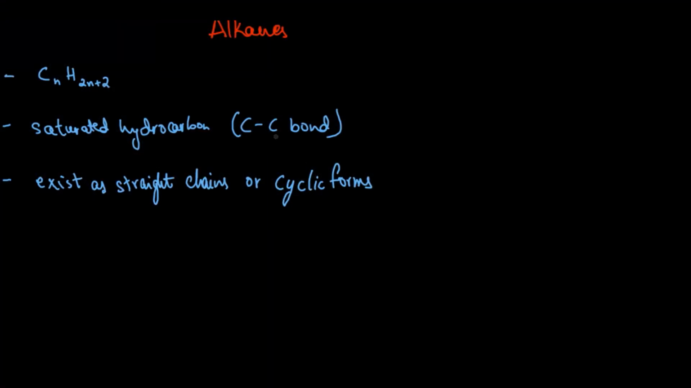Hello everyone. Today in this video we will be covering alkanes. Now alkanes follow a general formula, that is CnH2n+2, and an example that we can see is that if n is 1, then the alkane produced would be CH4, and this is given the name of methane.